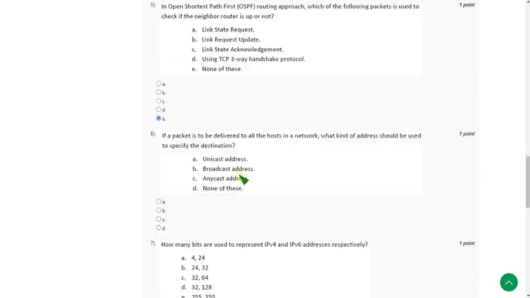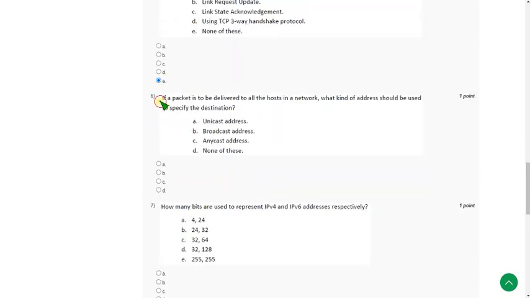Moving on to the sixth one. If a packet is to be delivered to all the hosts in a network, what kind of address should be used to specify the destination? So the answer for the sixth question is option B, broadcast address. So mark option B.